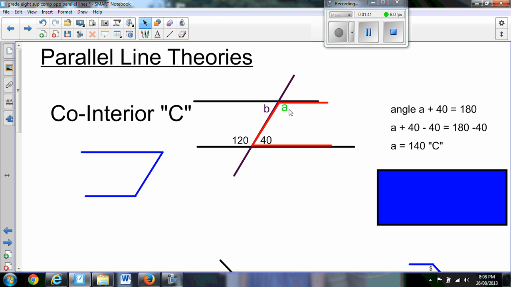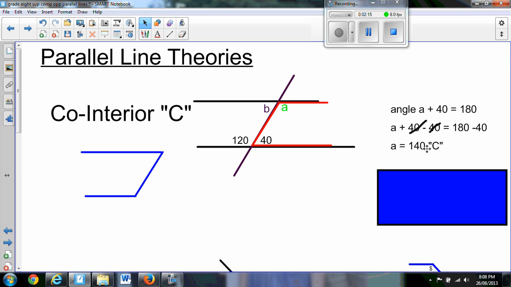And what it is, angle A plus 40 is equal to 180. Like we started doing yesterday, we have to take away 40 from both sides only because it shows proper algebraic mathematical reasoning, and that's very important later on down the road when we do a lot of algebra. Of course, the 40 will cross out. You don't have to do it, but I just do because we do it all year long. And what you're left with is angle A equals 140 degrees because of C, because of co-interior.